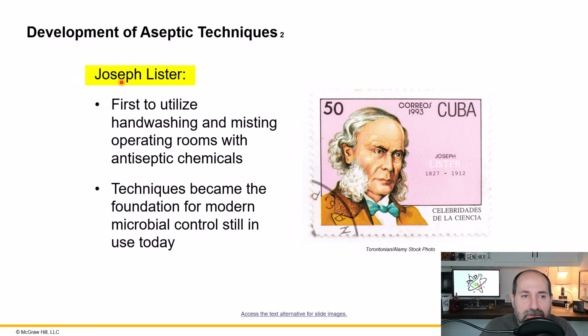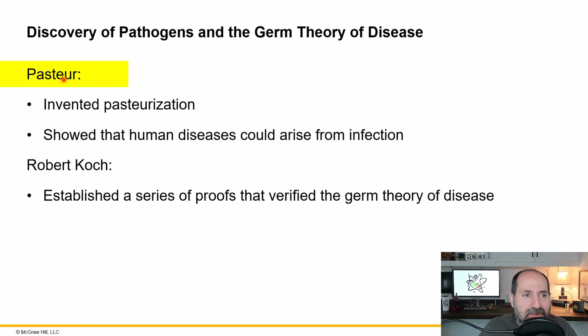Joseph Lister, we need to know his contribution. We need to know that he was the first to utilize hand washing and misting in the operating room with antiseptic chemicals. Remember, he would use antiseptics and different chemicals on his surgical instruments before operation. And Pasteur, in addition to disproving spontaneous generation, invented pasteurization. He showed that human diseases could come from infection with germs. Remember germ theory?